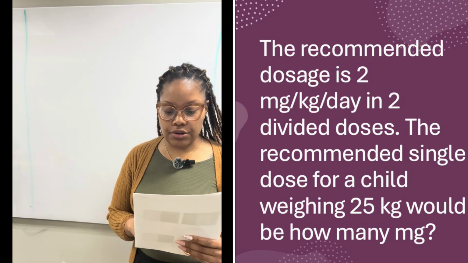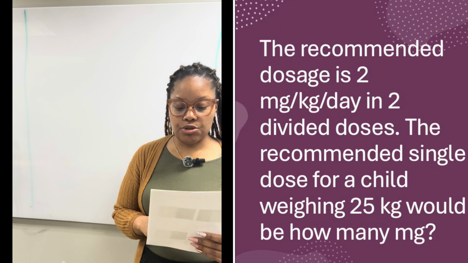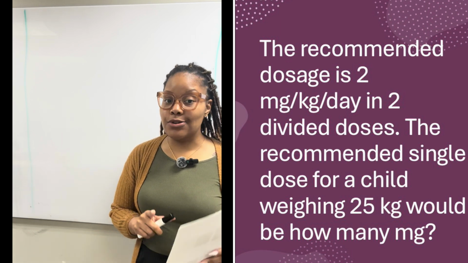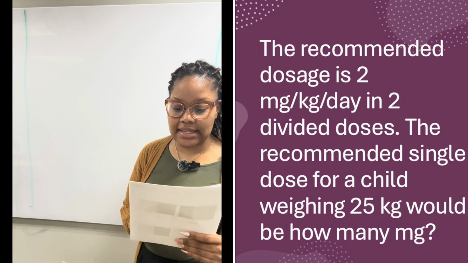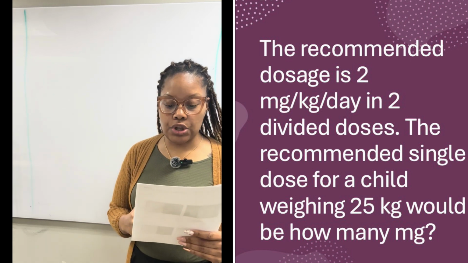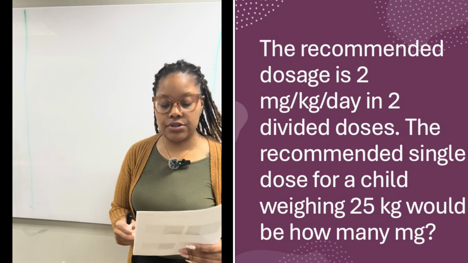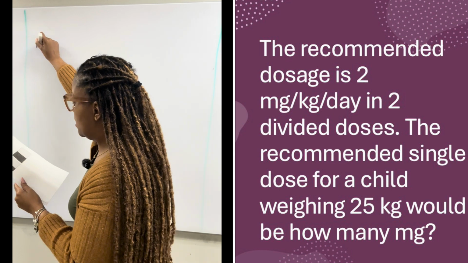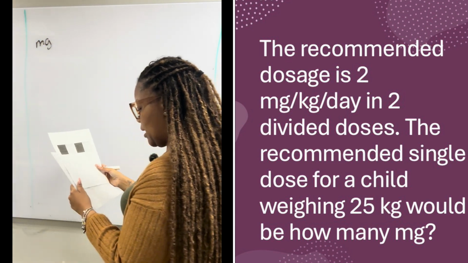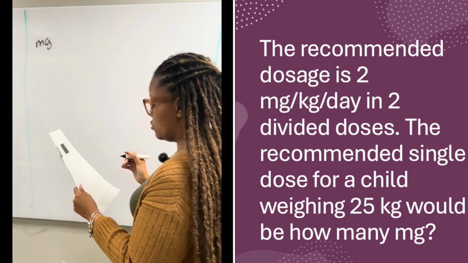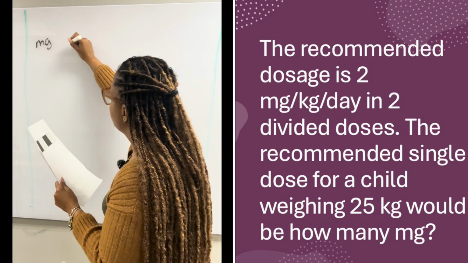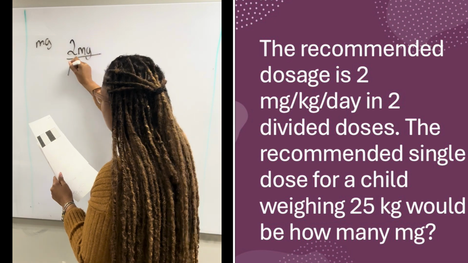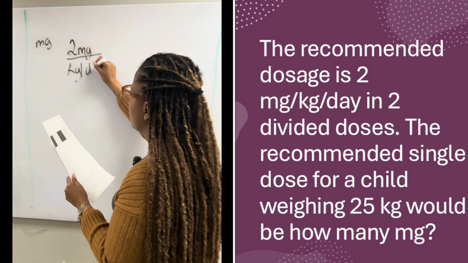Recommended dosage is 2 mgs per kg a day in 2 divided doses. The recommended single dose for a child who weighs 25 kgs would be how many mgs? So this question is a little different. So this one is asking what would the single dose be for a child? So we want to calculate the mgs. All right, so we know our answer needs to be in mgs. So again, I'm going to start with the recommended dose. So the recommended dose is 2 mgs per kg a day.